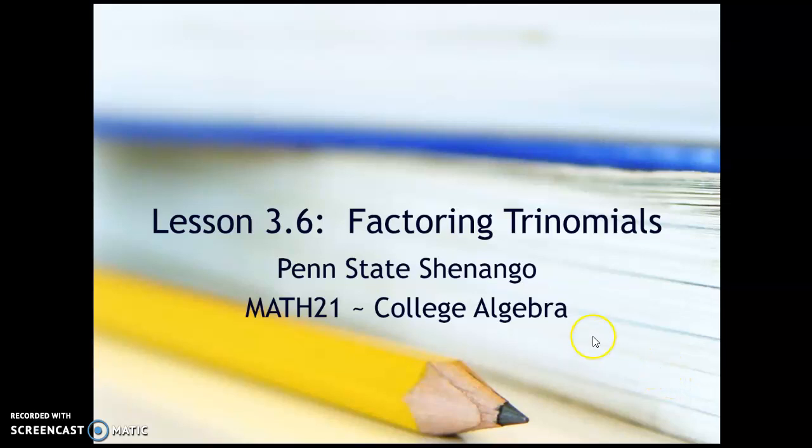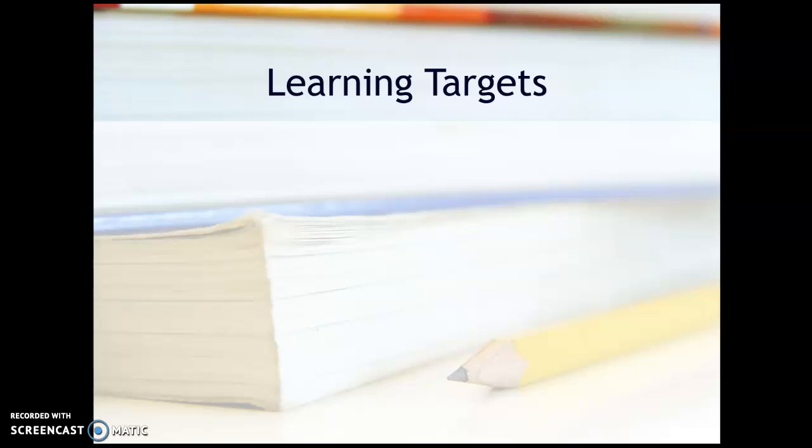In lesson 3.6, we're going to continue our work on factoring polynomials, and our focus is going to be on factoring those that are trinomials, those that have three terms. In class yesterday, we were looking at the special cases where we've got factoring a difference of squares that has two terms, factoring a difference of cubes that has two terms, and factoring a sum of cubes that has two terms. These polynomials will have three terms.